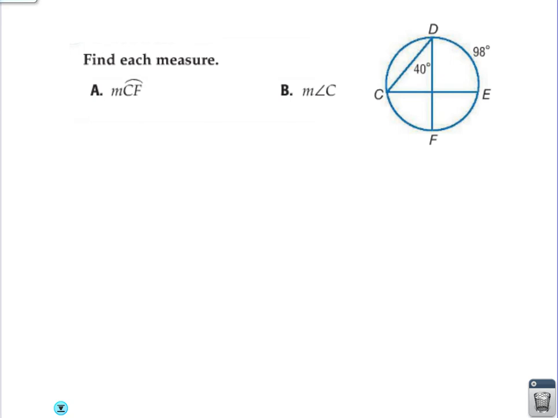Another one. I like these. Circles is one of my favorite chapters. I like the circle chapter.